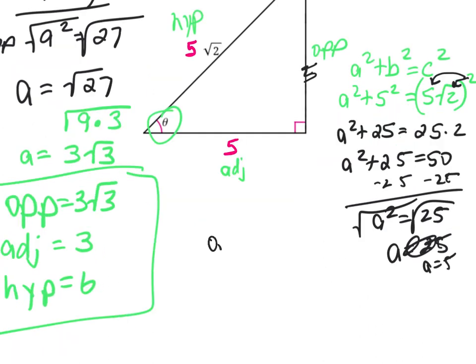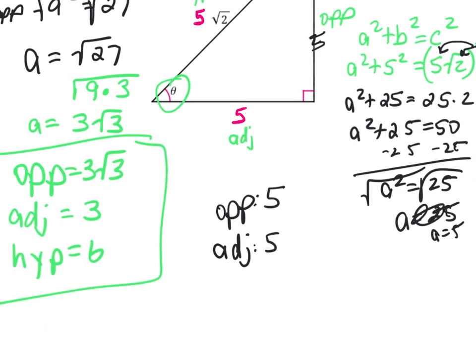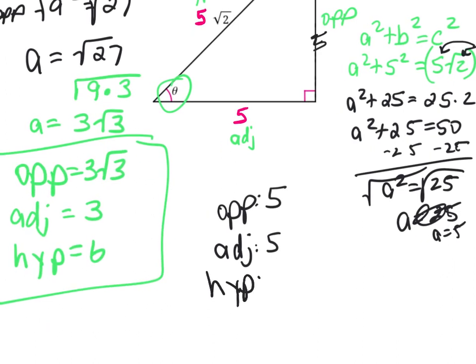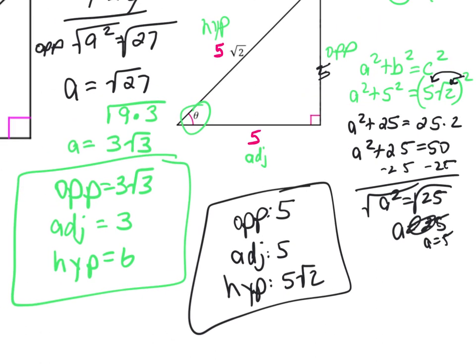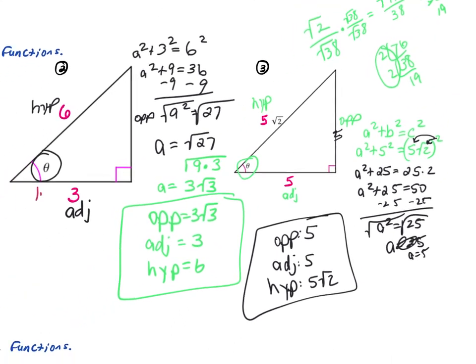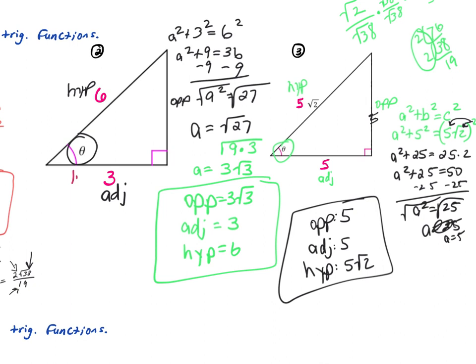So you would say, okay, my opposite side is 5. My adjacent side is 5. My hypotenuse is 5 radical 2. Then use that information to find whatever trig function that I asked you to on the test. Now again, on the test review answers, that I'll pull them up at the end, I did work everything out so you guys can check.